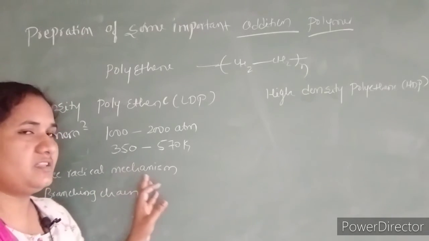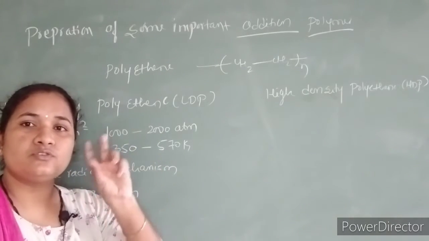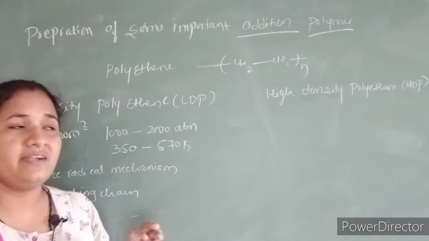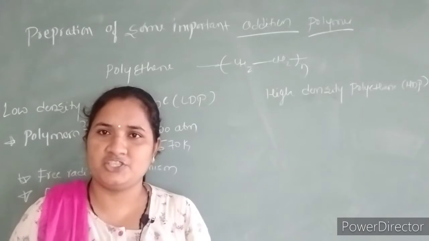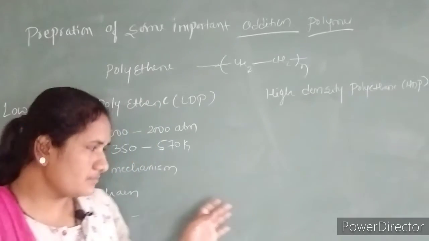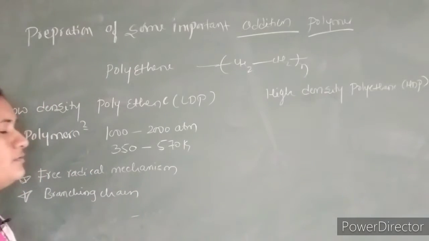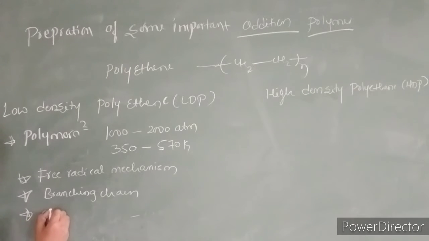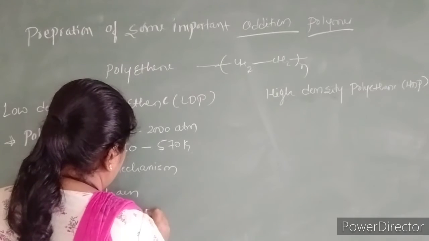Whenever we prepare these polyethylenes by providing high temperature and high pressure, they become chemically inert, but they are flexible in nature. Flexible means we can mold them into any shape. Usually these are useful in the preparation of wires. The second property is that these are chemically inert and also tough, meaning hard.